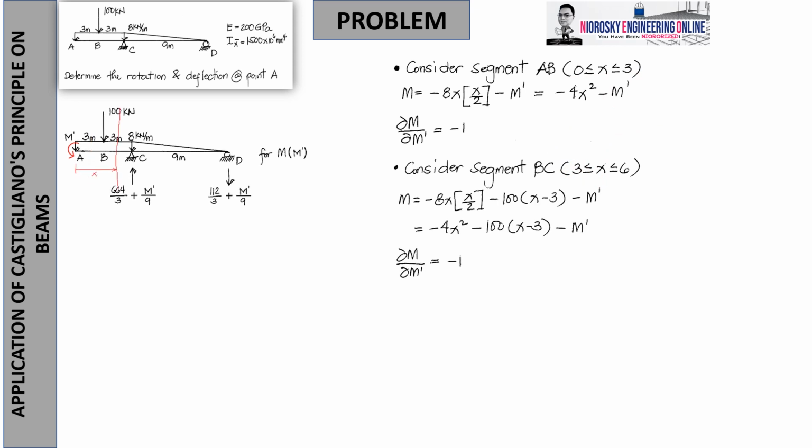Likewise, on BC, you will get this formulation in terms of m prime. And again, negative 4x squared and negative 100x over minus 3 looks like a constant when we try to take a partial derivative with respect to m prime. So therefore, we'll get negative 1 again. Okay.